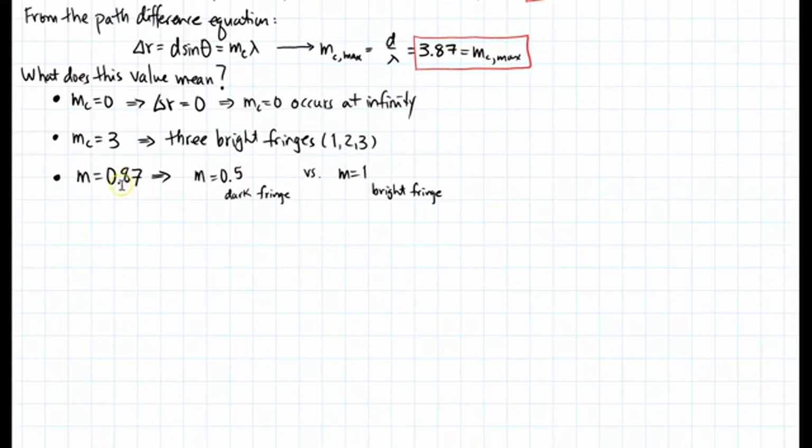So you could see here that 0.87 is going to be closer to a bright fringe than it is a dark fringe. And what you're seeing here is that it's not at maximum intensity. So it's closer to a bright fringe than a dark fringe.